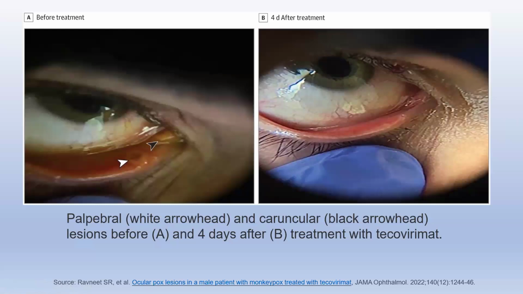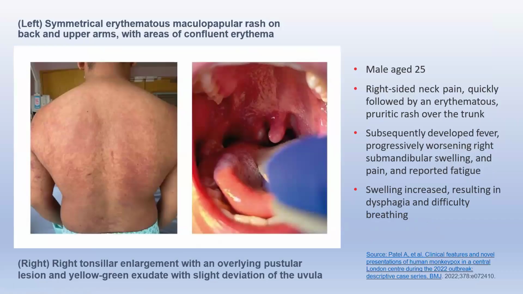The lesions can also occur in the eye, and it has actually been associated with adverse outcomes, including blindness. So you can see the first the broad area, the white arrowhead, and also a macule on the black area, around the area of illness.